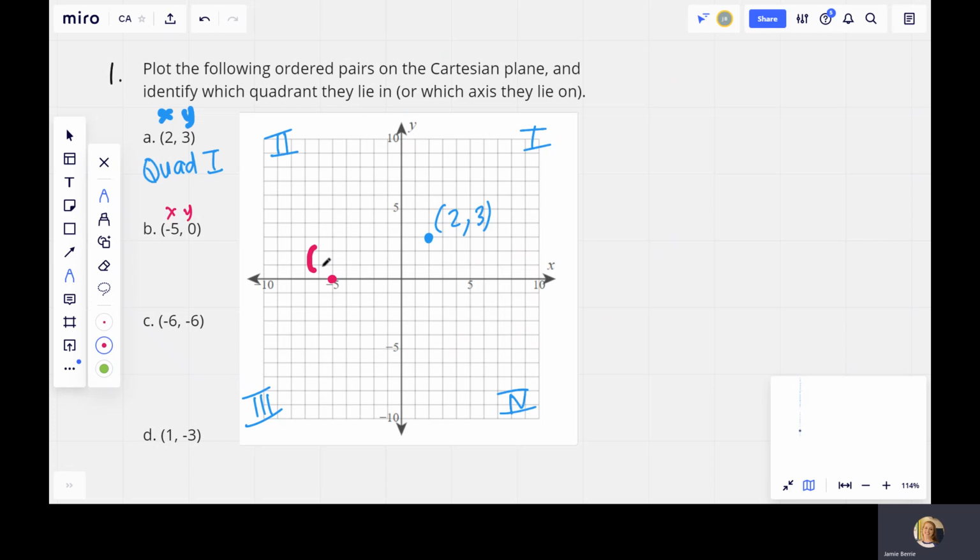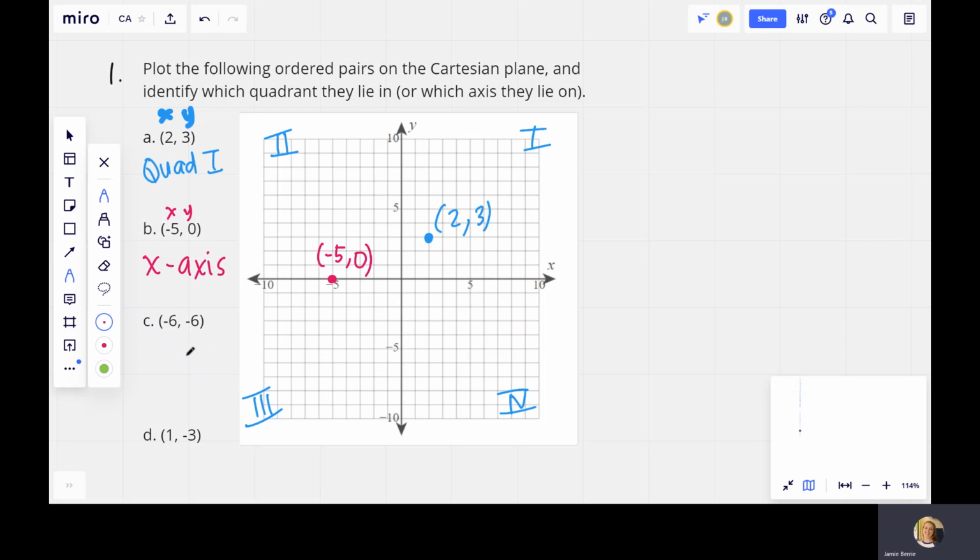All right, so this is the ordered pair. Let me use my thinner pencil here. All right, so that's the ordered pair (-5, 0). And this is not in a quadrant because it's on an axis. So we would say this is on the X axis.